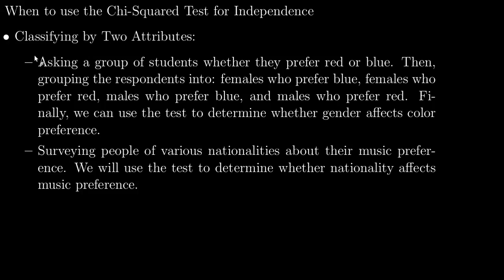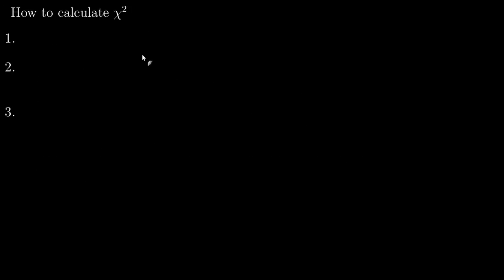Just as a point of reference, this first one here is going to be example 1. This second one here is going to be example 2. I'll show you how to do it by hand and by the calculator, which is much quicker and easier, but maybe doesn't explain what's happening so much. So, onward. How do we calculate the chi-squared value?